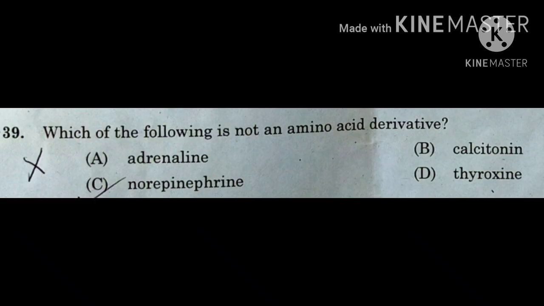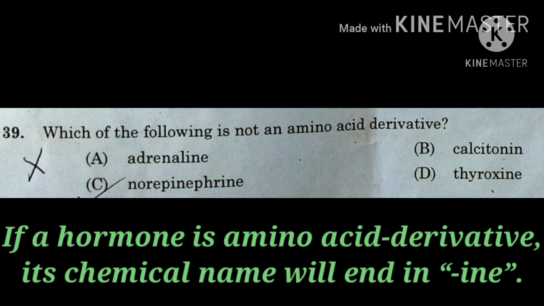The next question is, which of the following is not an amino acid derivative? Option A, adrenaline. Option B, calcitonin. Option C, norepinephrine. Option D, thyroxine. If a hormone is an amino acid derivative, or derived from an amino acid, its chemical name will end in INE. It is a trick to find out amino acid derived hormones.